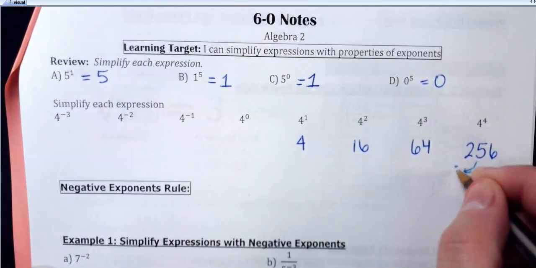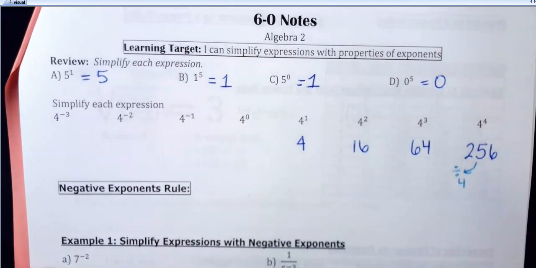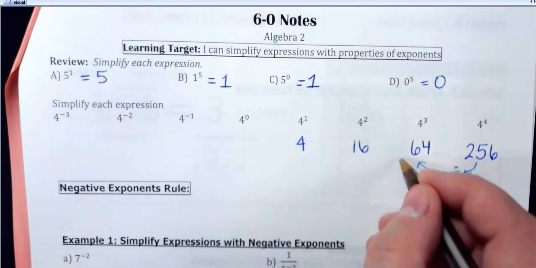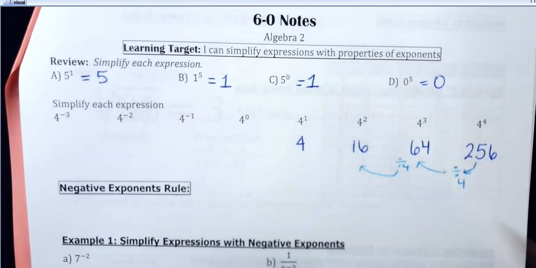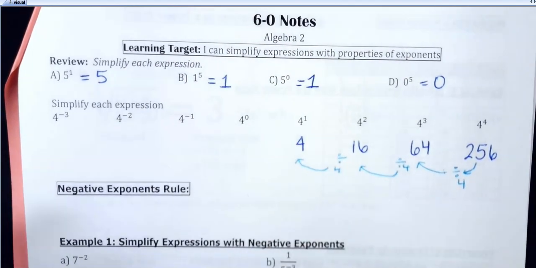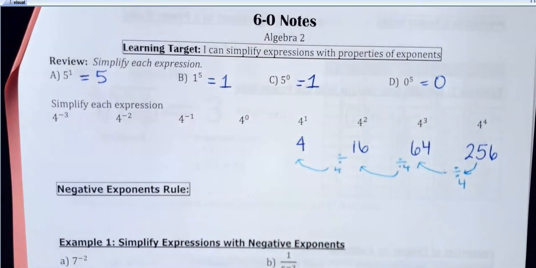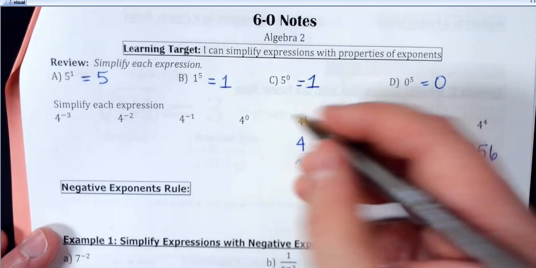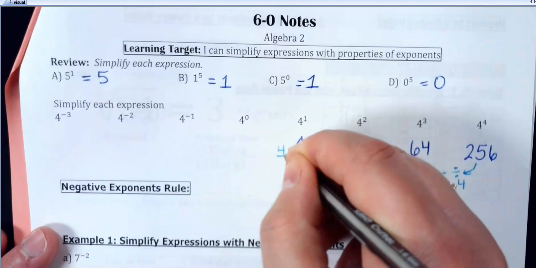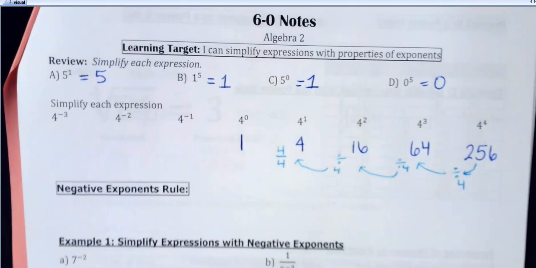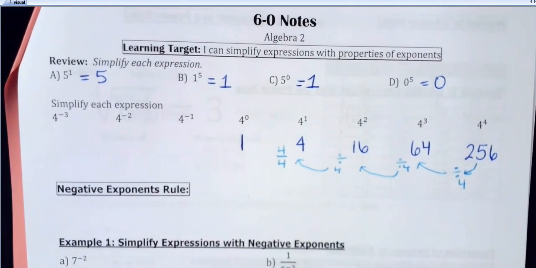If I take 256 and divide that by 4, that would be 64. If you take 64, divide that by 4, that will give you 16. If you take 16, divide that by 4, gives you 4. So it goes along like I'm going backwards if I divide by 4 each time. So anytime I have something to the first power, if I work backward to the 0 power, this should be 4 divided by 4, which is why that is always 1. Because you're dividing as you go backwards when you look through this list.